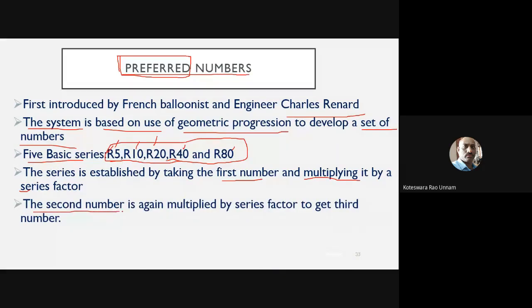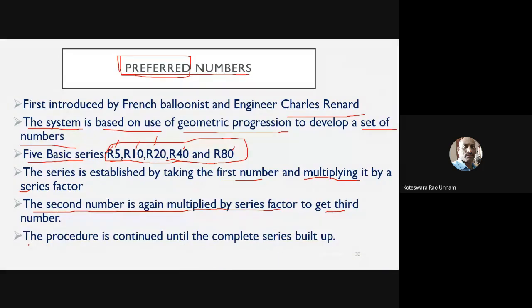The second number is again multiplied by the series factor to get the third number, and the procedure is continued until the complete series is built up. Likewise, you can construct all the series R5, R10, R20, R40, R80. But to construct a series, you require a first number and a series factor. So how can we get the series factor?